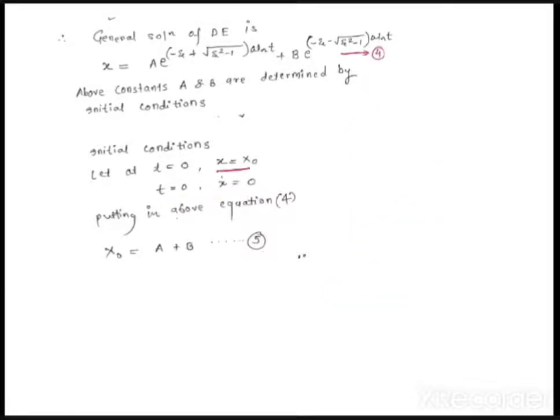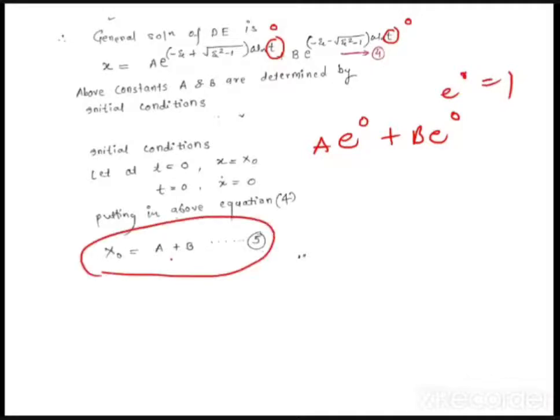So put x equal to x0 in equation number 4, and put x dot equal to 0 and t equal to 0 in equation number 4. You know that e raised to 0 is equal to 1, so with t equal to 0, a into e raised to 0 plus b into e raised to 0. Finally I am getting x0 is equal to a plus b.